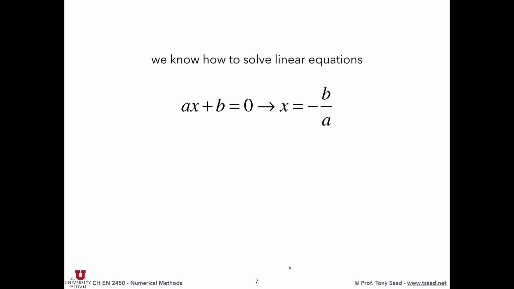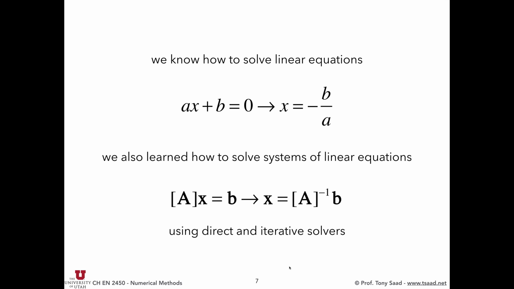So let's now take a step back and remember what we did. We know how to solve linear equations. So take a simple linear equation, ax plus b equals 0. We know how to solve for x. Then we learned how to solve systems of linear equations described by a matrix times an unknown vector equal to a vector of right-hand sides, and we wrote this as x equals A inverse b. We learned how to approximate A inverse, or essentially do iterative solvers to solve the system of equations.